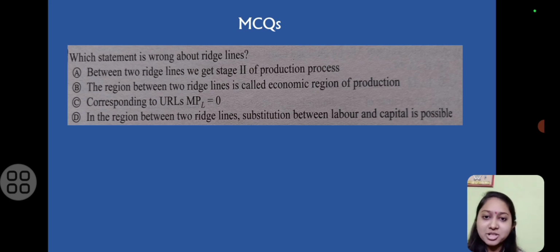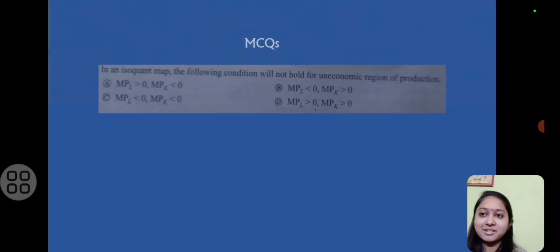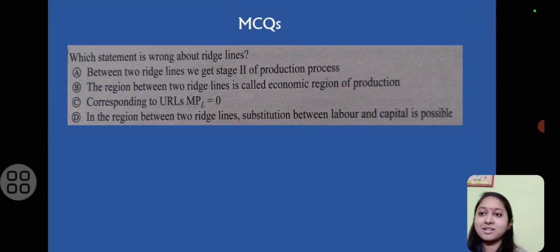Corresponding to upper ridge line, MPL is 0. Think. This is not true because corresponding to upper ridge line, MPK is 0 and corresponding to lower ridge line, MPL is 0. The region between the two ridge lines is the zone of substitution, economic region, stage 2, where substitution is possible. So, option D is also correct. Here the answer will be option C, which is incorrect.